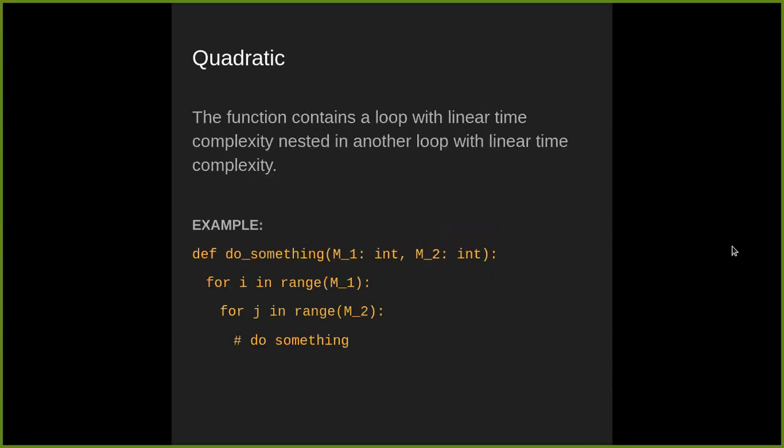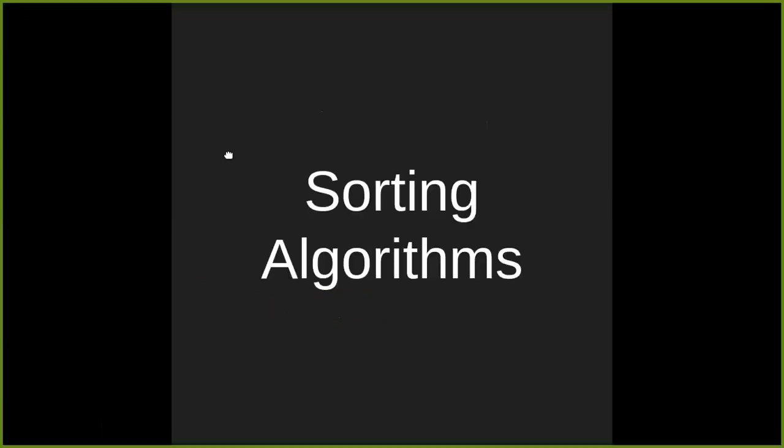Finally, there's quadratic runtime, where the function contains a loop with linear time complexity within a loop with linear time complexity. You can just imagine a nested for loop inside of another for loop, and both of them are dependent on a different integer parameter, and this has quadratic time complexity. Now we're going to be talking about sorting algorithms.